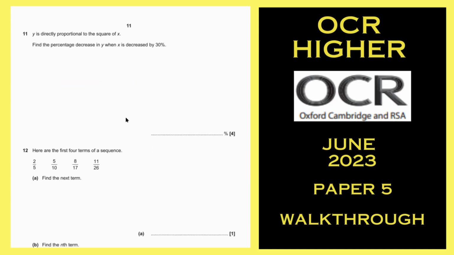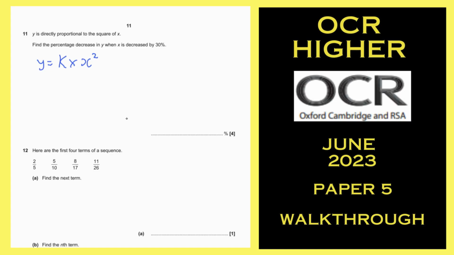Number 11. On paper 4 there's already been an inverse proportion. This one's now a direct proportion, but without any numbers that you might like to have, but the process is the same. Don't bother with the fish symbol. I said that on the video for paper 4. Just write down y is directly proportional, means multiplied by the square of x.